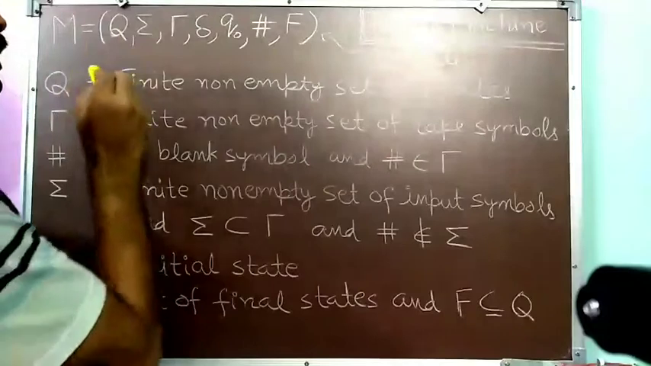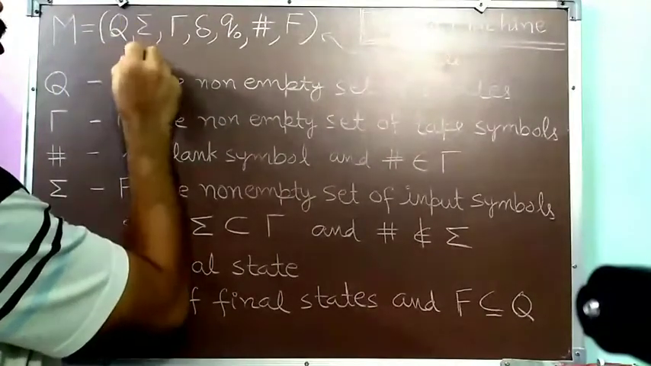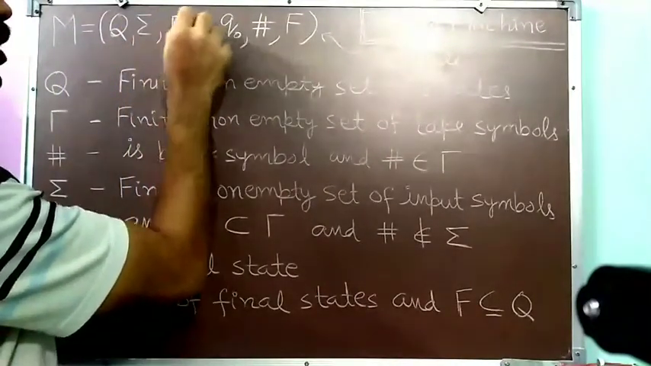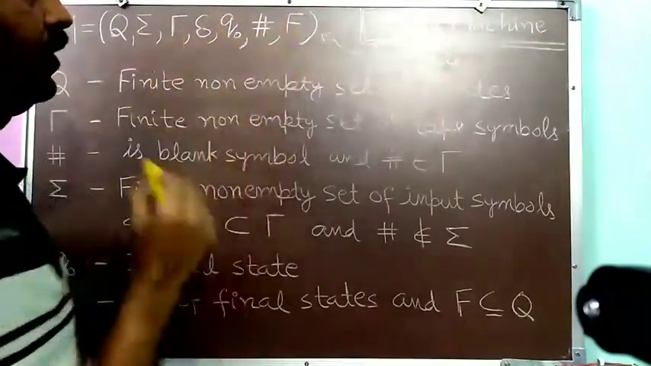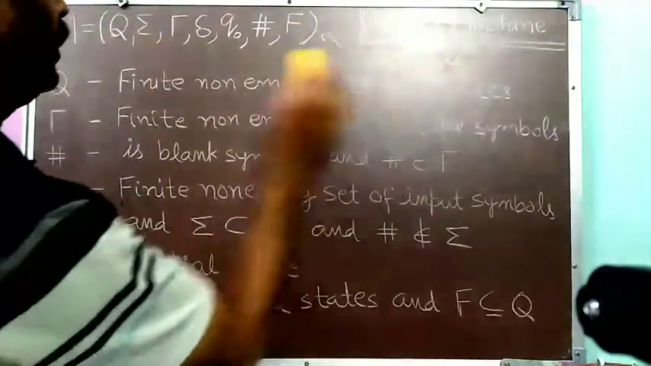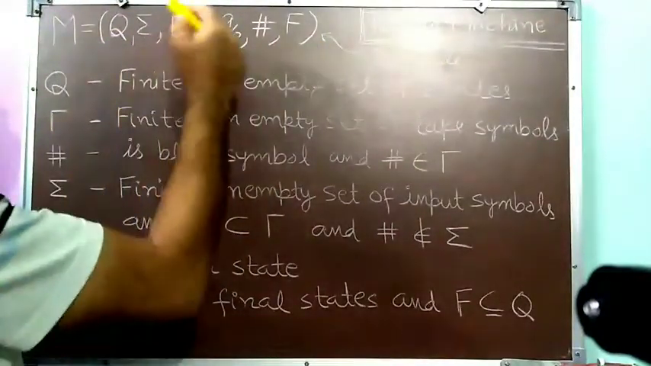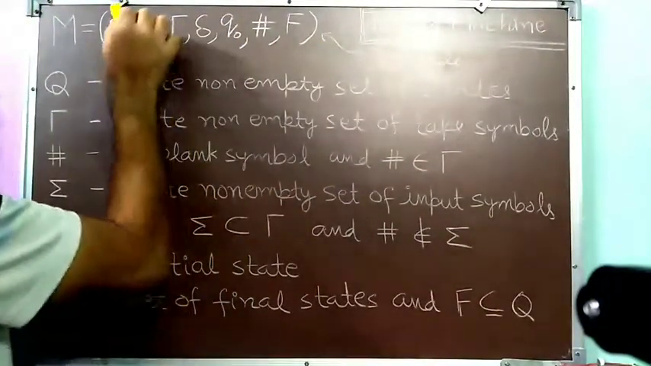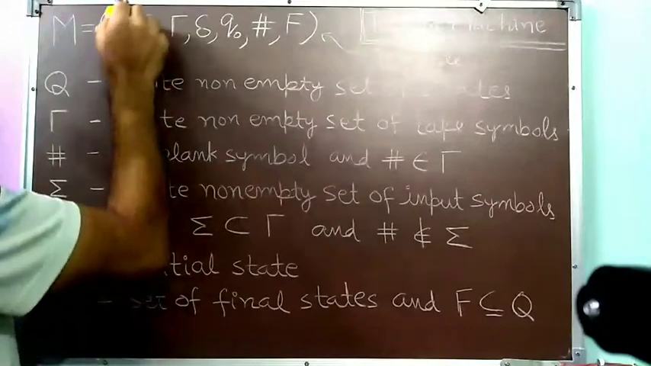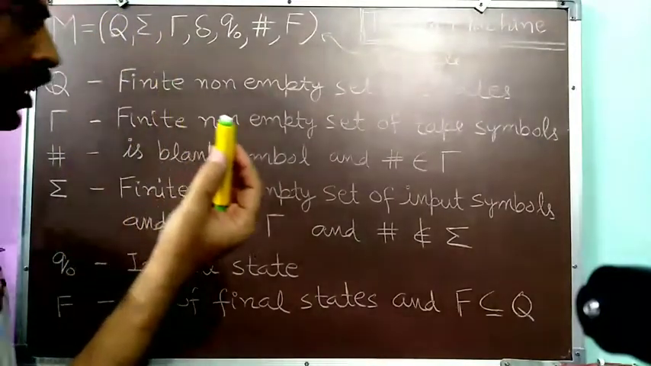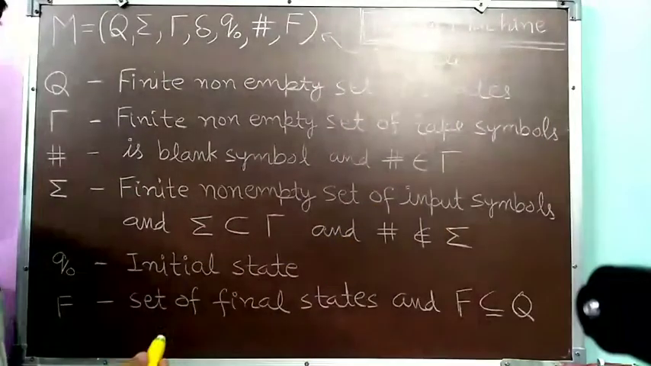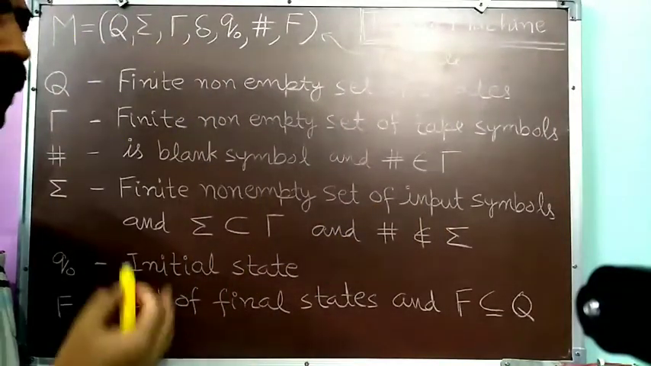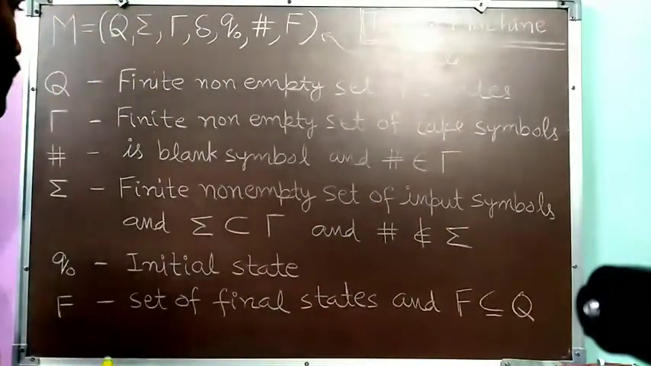Our Turing machine is defined as M = (Q, Σ, τ, δ, q0, #, F). It is a 7-tuple because seven things are there. Now we'll discuss one by one what these quantities mean. Capital Q, we already know, is a finite non-empty set of states, as in the case of FA or PDA.